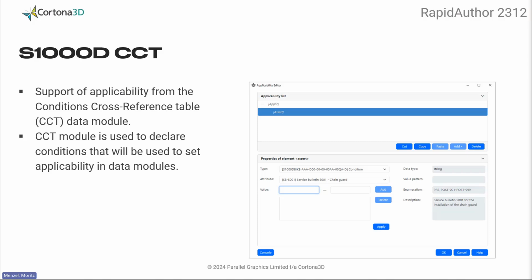And with this release, we include support of applicability from the data module conditions cross-reference table, CCT. You might know if you work with S1000D. And this module is generally used to declare conditions that will be used to set applicability in data modules.